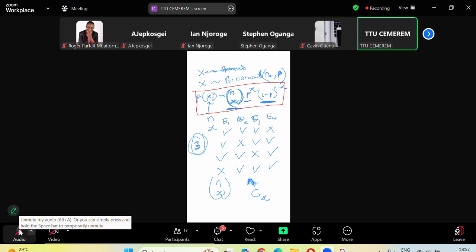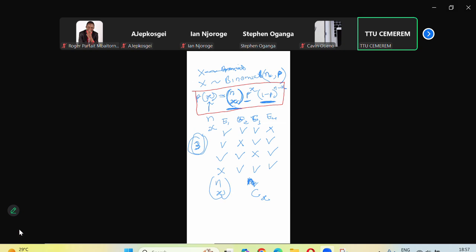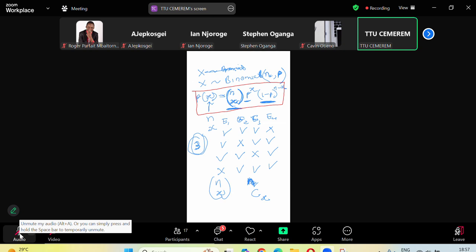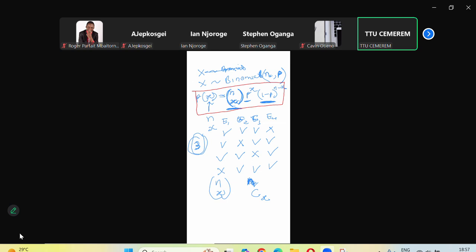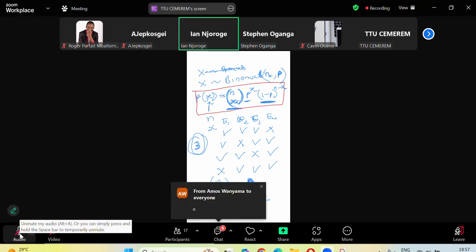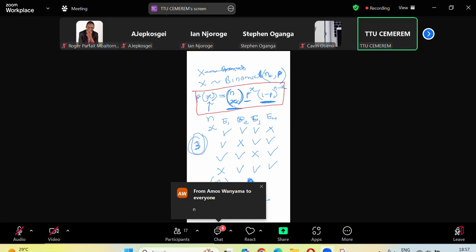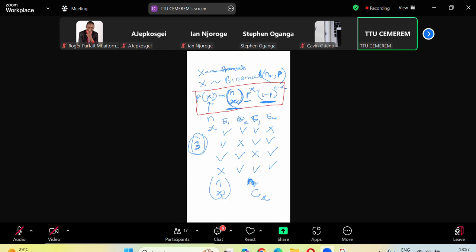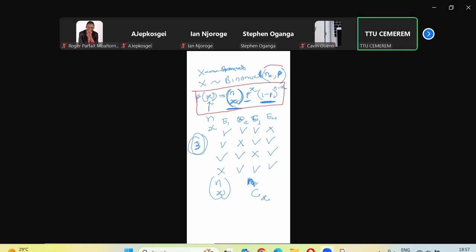Which other thing is not a numerical value in that red box? N and P. Is that okay? So it means that for binomial distribution, it requires two parameters, the N and P parameters, for it to be specified. Is that okay? Yes.